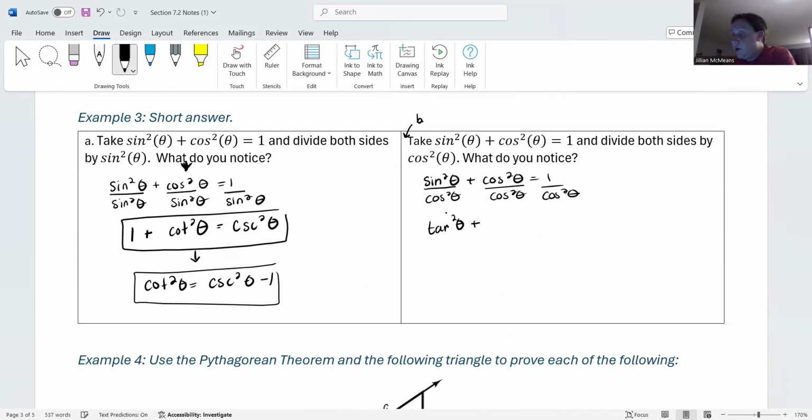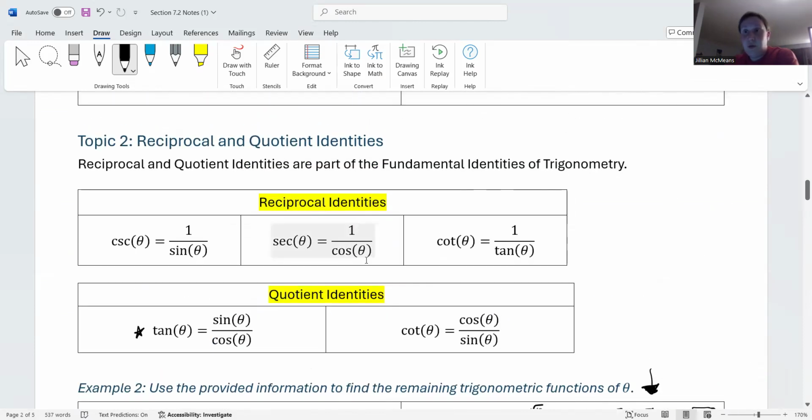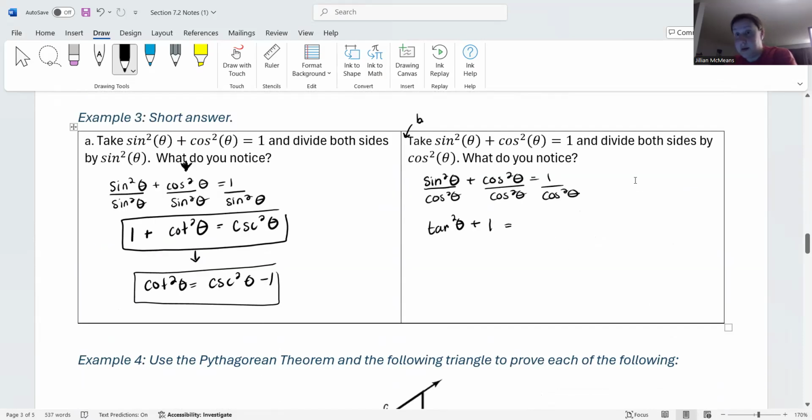Okay? Now, cosine squared theta divided by itself, that's just 1. And then I've got 1 over cosine squared theta. So hopefully these reciprocal and quotient identities are starting to stick a little bit. But if we go back up here, when we're dealing with cosine, we know that secant theta is equal to 1 over cosine theta. Do we see a relationship that looks like this? Well, when we scroll down, we absolutely do. We have 1 over cosine squared theta. Well, that just tells me this is equal to secant squared theta.